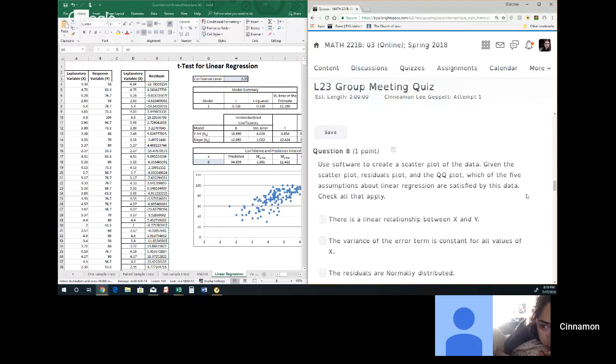Yeah. Okay, number 8. Use software to create a scatter plot of the data. Ding, it's right there. Let's shift this over a little bit.